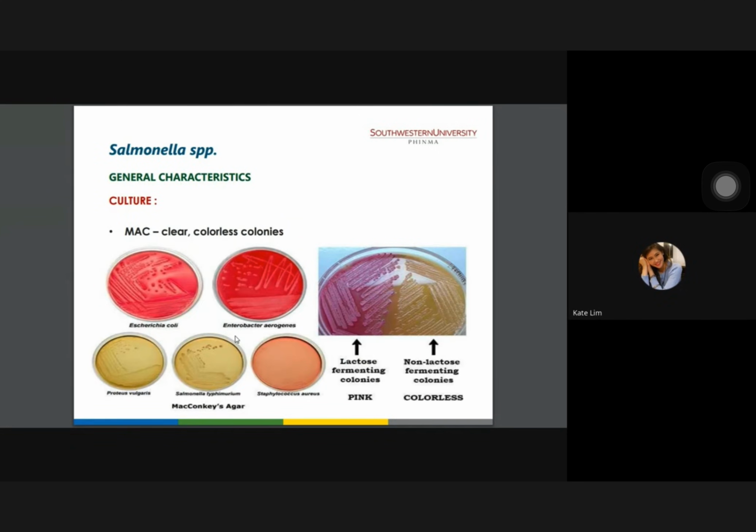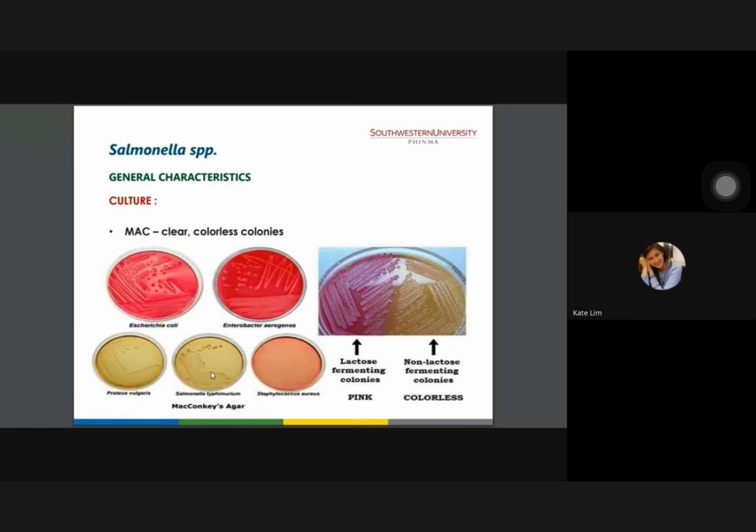What we have here is an example of your MacConkey. Again, for your MacConkey, Salmonella are generally known to be non-lactose fermenters. So this is an example of a non-lactose fermenter. As you can see here, these are comparisons of lactose fermenters and non-lactose fermenters. On the middle part of your screen, we have Salmonella typhimurium. Salmonella typhimurium, if inoculated in MacConkey, shows clear and colorless colonies.